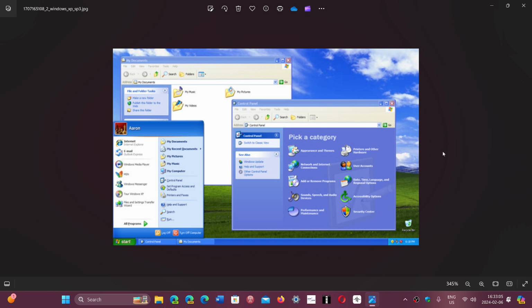So yeah, I remember this Windows XP and loved it back in the day. It kind of looks beautiful. When I look at the colors here, it still looks kind of beautiful. But, you know, times change.